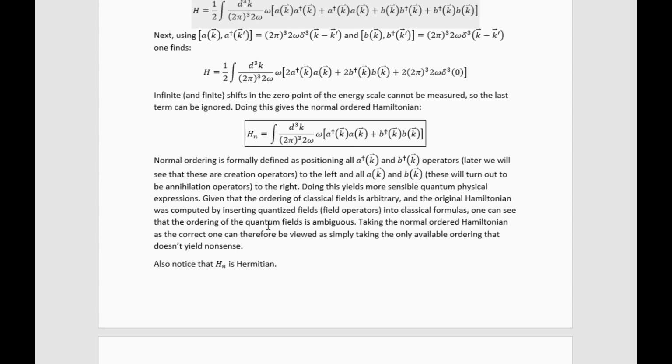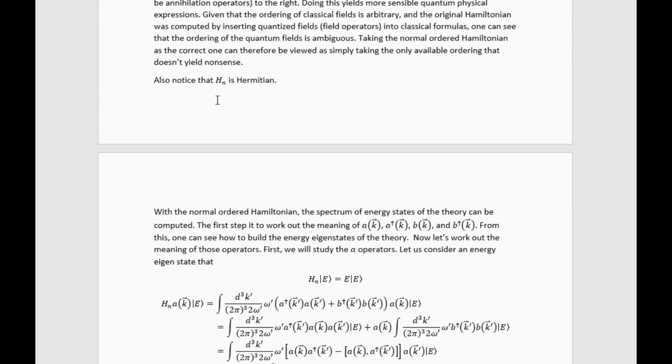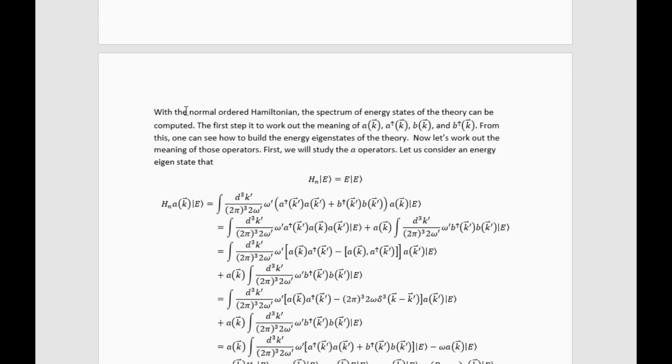One can see that the ordering of the quantum fields is ambiguous. Taking the normal ordered Hamiltonian as the correct one can therefore be viewed as simply taking the only available ordering that doesn't yield nonsense. Also, notice that Hn is Hermitian. With the normal ordered Hamiltonian, the spectrum of energy states of the theory can be computed. The first step is to work out the meaning of these 4 operators.